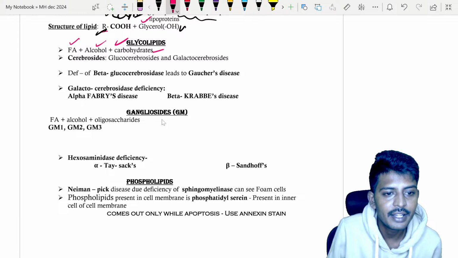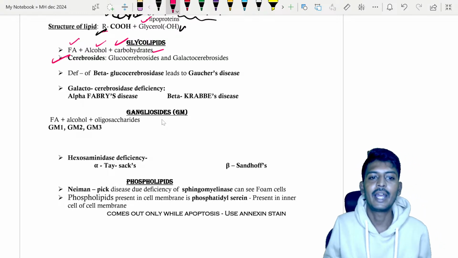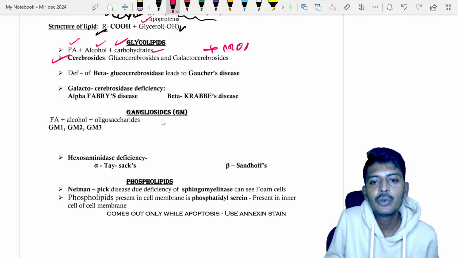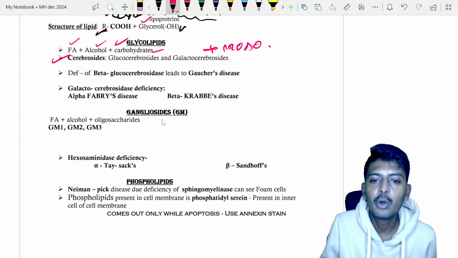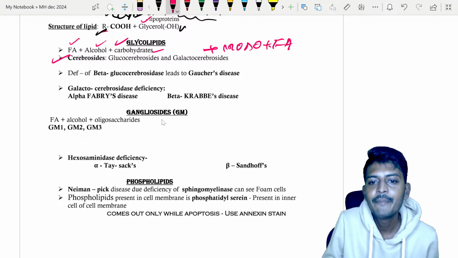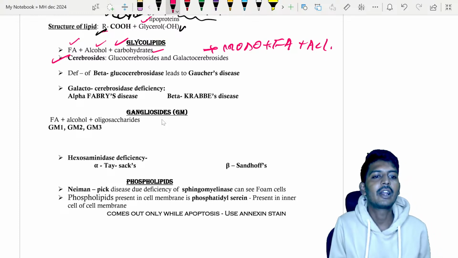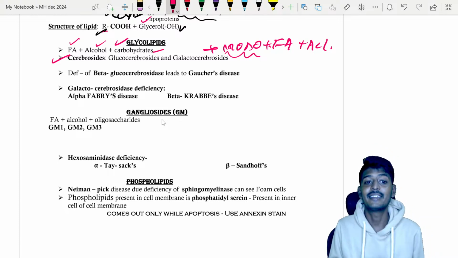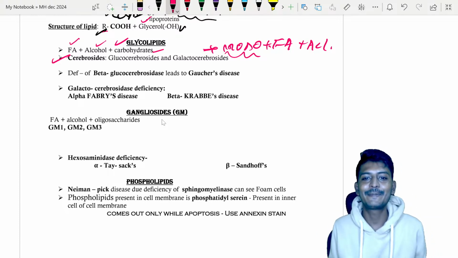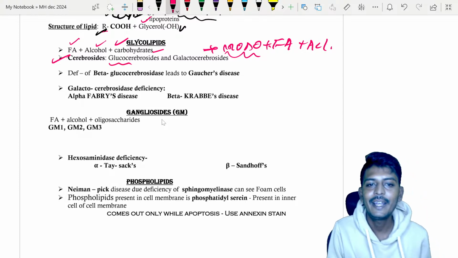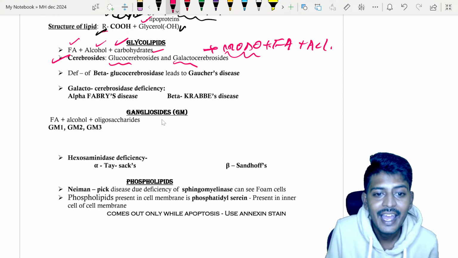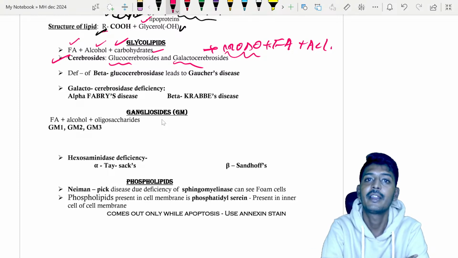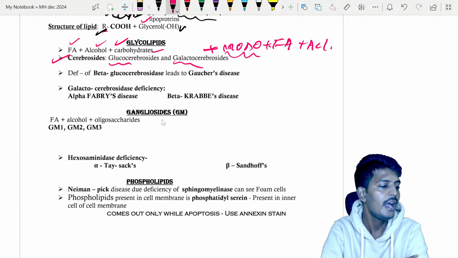So we have first one, that is your cerebrosides. Cerebrosides are simple things. They consist of monosaccharide plus fatty acid plus alcohol. If three are there, then I'll call it a cerebroside. What are the examples of monosaccharide? If glucose is present, then I'll call it a glucocerebroside. If galactose is present, I'll call it a galactocerebroside. So what is the function? They are mainly responsible for the nerve function, my dear student. Glycolipids are responsible for the nerve function.